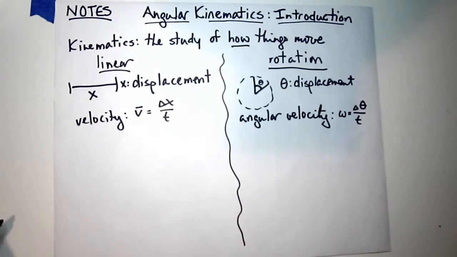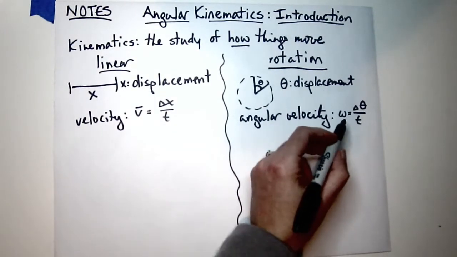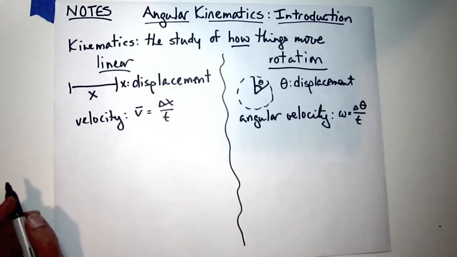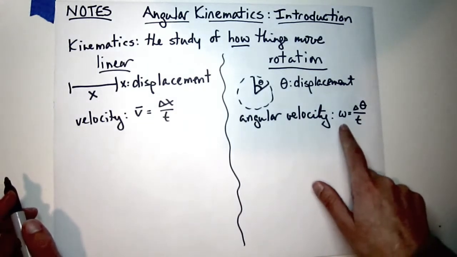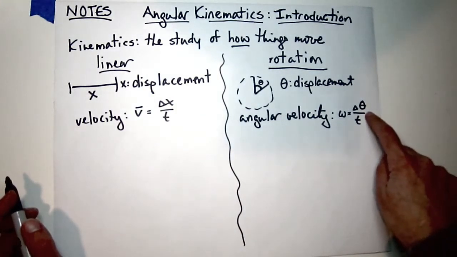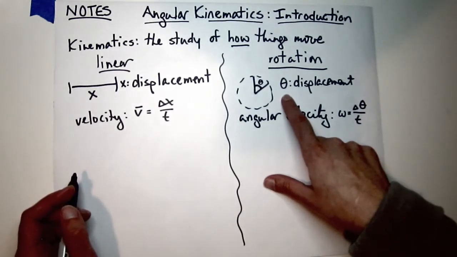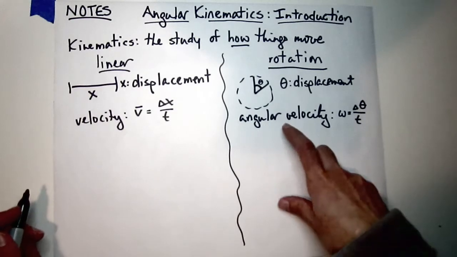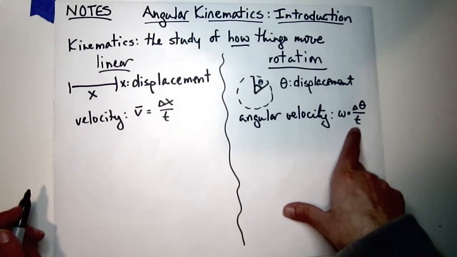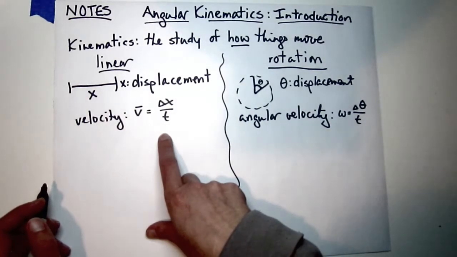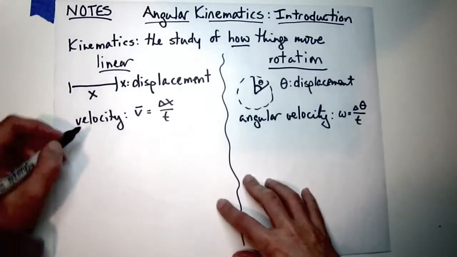And so we talk about omega. This is a lowercase omega. If you're familiar with omega, it's probably the one that looks like a horseshoe. This is a lowercase omega. And it's the change in angular position over time. So this is angular displacement, is really, I guess, change in theta, delta theta. Angular velocity is the rate at which theta is changing, the same way that linear velocity is the rate at which position is changing.